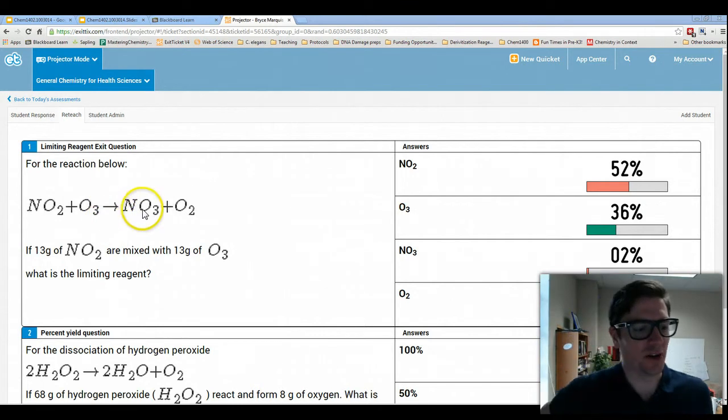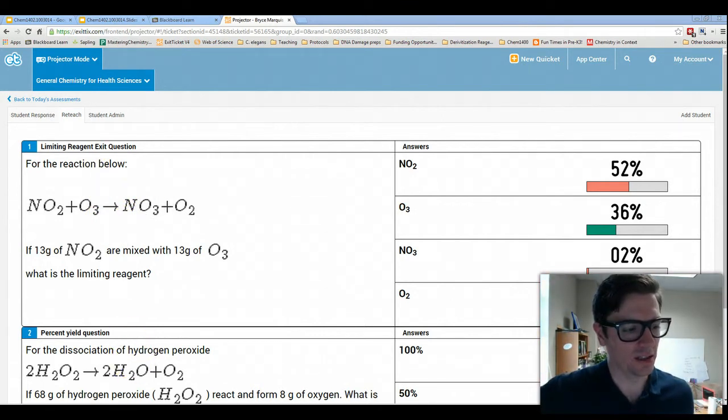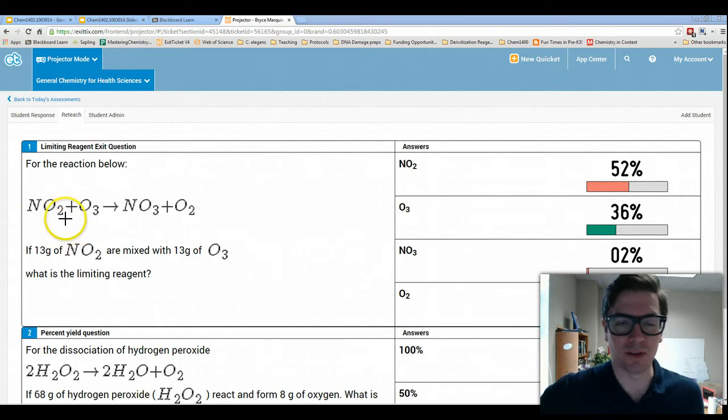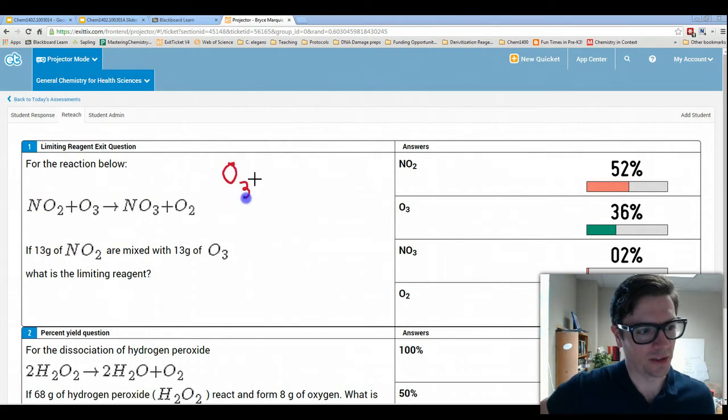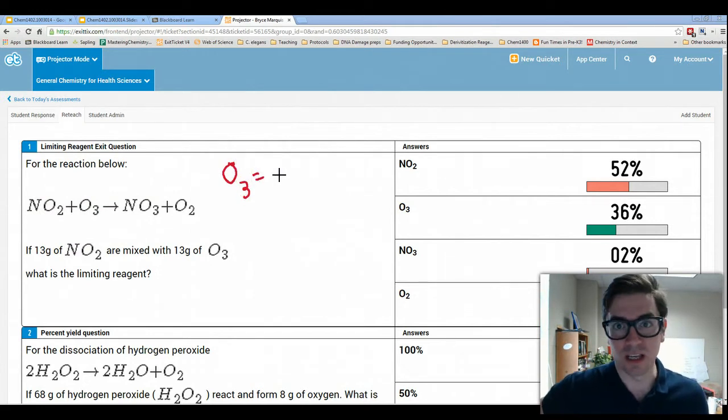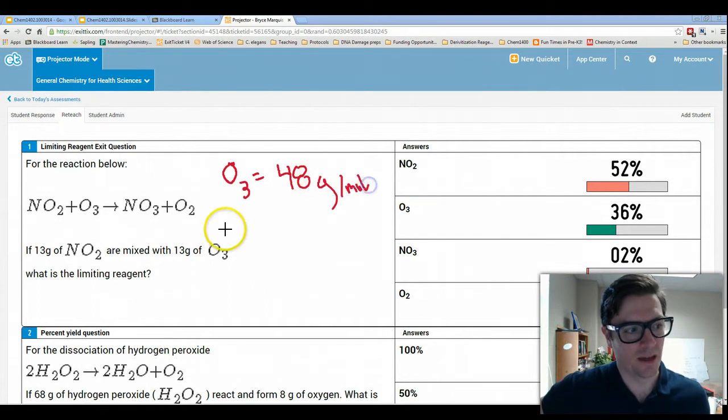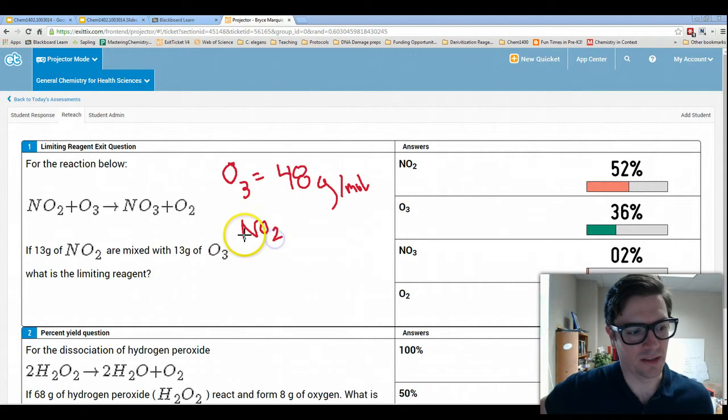The vast majority of you, almost 90% of you, picked a reactant, and that's right. The limiting reagent is always going to be one of the reactants. If you look at O3, the molecular weight is 16 times 3, 48 grams per mole. And NO2 is 32 plus 14, about 46 grams per mole. So I'm doing that right, off the top of my head.